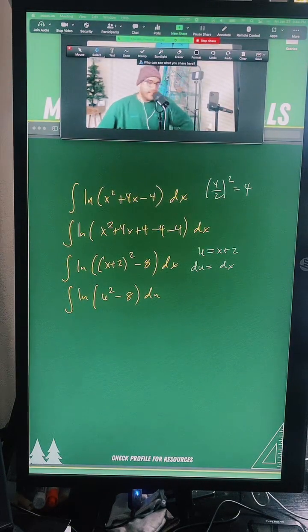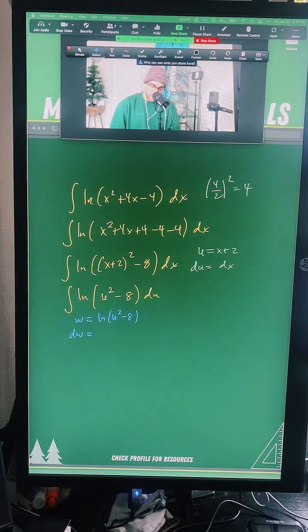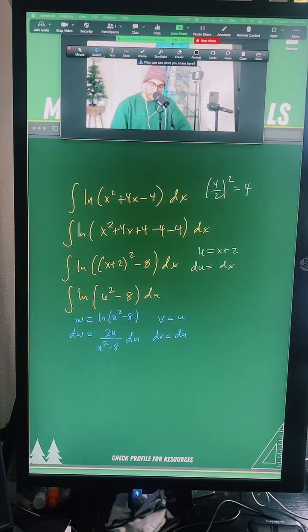Do the same thing from last time. Exactly. So this is where we got stuck last time, and someone came in and said just use integration by parts, and that's exactly what we're gonna do. We're already using u, so I'm just gonna use w, and that's gonna be my entire natural log. dw is equal to 2u over u squared minus 8 du, and then dv is equal to du, and v is equal to u.